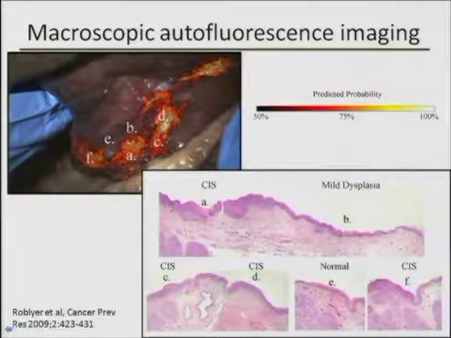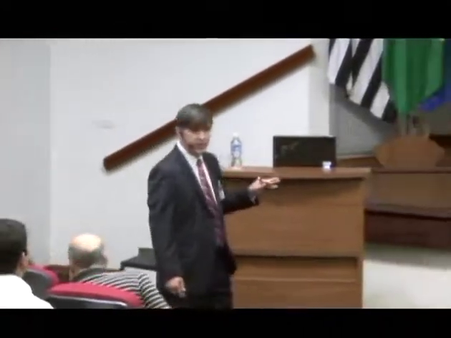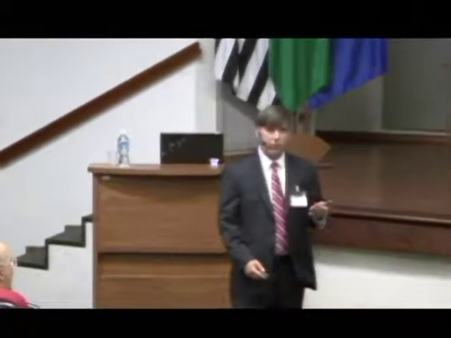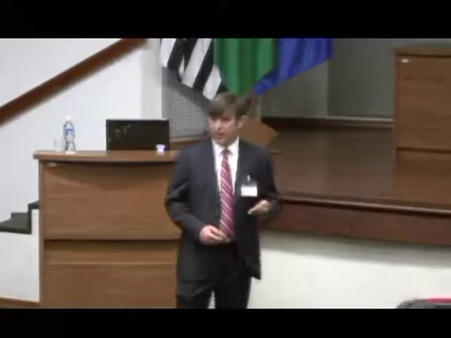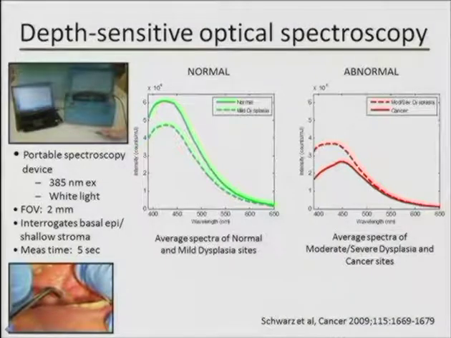So this wide field autofluorescence imaging is very useful for rapidly scanning a large region of tissue, and then we can go in with a point probe, either a spectroscopic probe or an imaging probe, and examine particular sites in more detail. So this is the instrument that we're currently using for depth-sensitive optical spectroscopy.